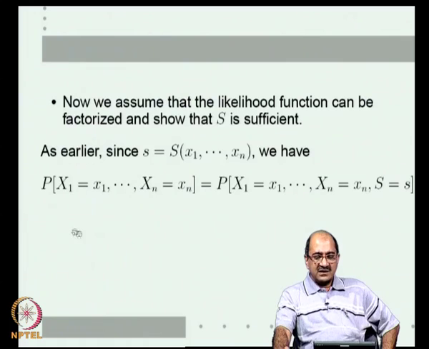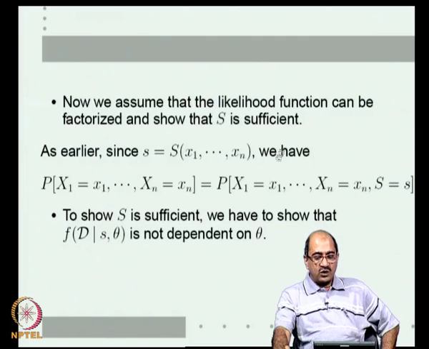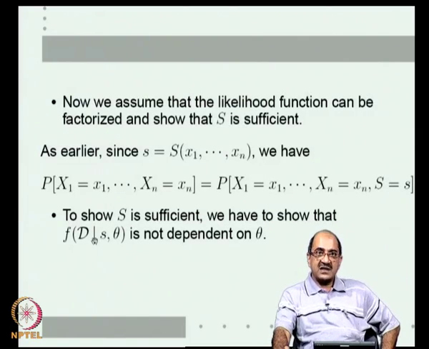As we saw earlier, this is something that we will keep using, so I am just reiterating this. To show S is sufficient, we have to show from the definition that the conditional density of D given S is not a function of theta. That is what we have to show. Under the assumption that the likelihood function factorizes, we are going to show that the conditional density of D given S is not dependent on theta.